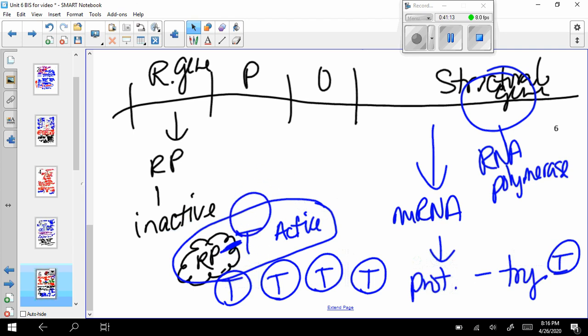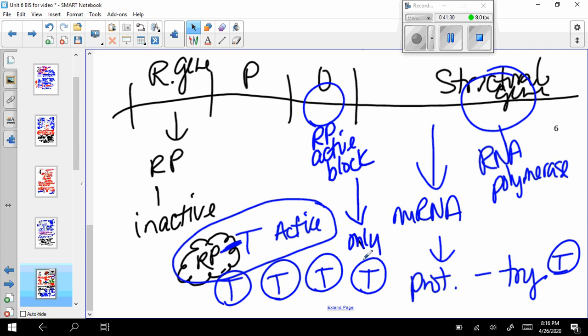Let's say it's just this one little part, and both of these are active. This is now going to go up, and now it blocks. So when the repressor protein is active, it is going to block transcription. And that was only when I had too much tryptophan present. There's no sense making tryptophan if you have way too much tryptophan. So again, it's another way of regulating when the gene should be on and when it should be off.